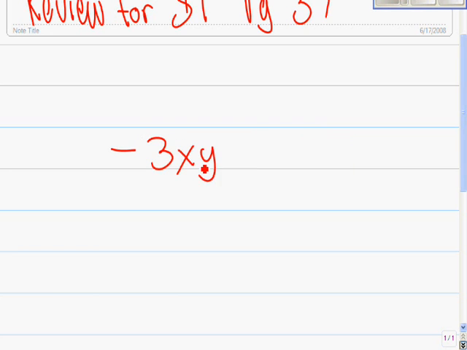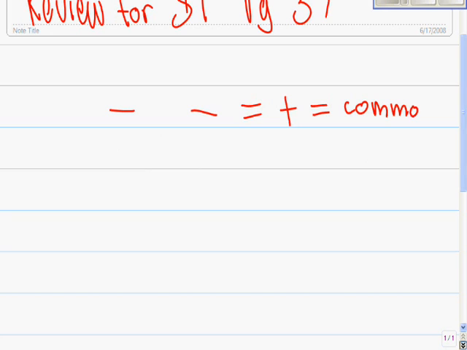Negative 3xy minus 6xy. Well, my signs are the same, so that means I'm going to add my 3 and my 6. That's going to give me 9xy. And the common sign is negative, so my answer is going to be negative. So when the signs are the same, you're going to add, and the sign of your answer is going to equal the common sign. So since this is a common sign, your answer is going to be negative.